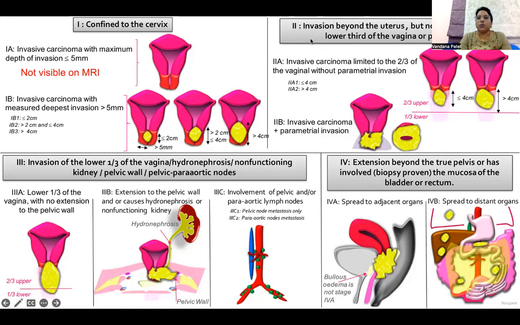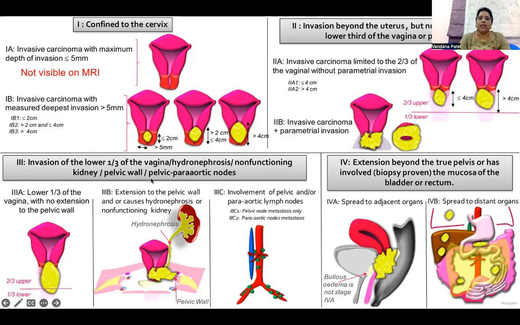Now in stage 2, the parametrium has been involved. So in stage 2A, the parametrium is not involved, but the upper two-third of the vagina is involved. But in stage 2B, along with the upper two-third of the vagina, the parametrial involvement is also seen.